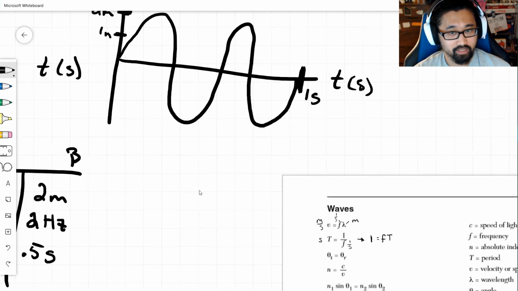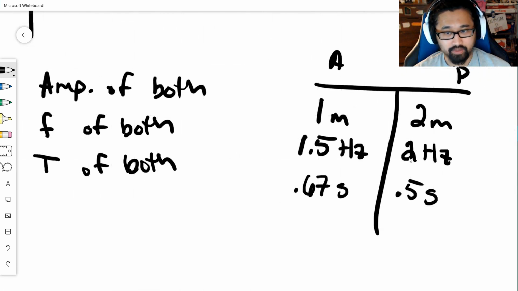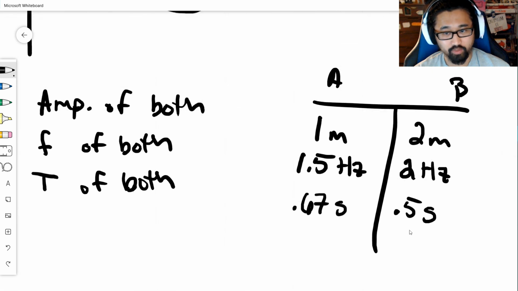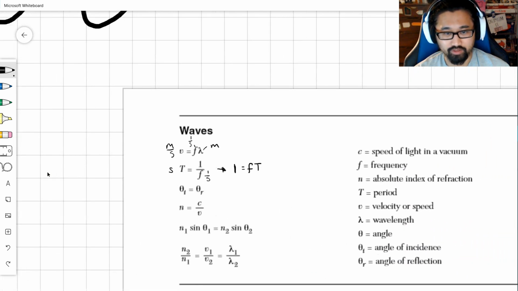I'm going to look back at one of the examples I did here. If you look, the frequency of B here was 2 hertz. The period was half. 2 times half, 2 divided by 2, that's 1. The frequency of wave A was 1.5. The period was 0.67, or 2/3. Well, this is 3 halves. 3 over 2 times 2 over 3, that's 1. Frequency times period should always be 1. So there's a nice relationship there.